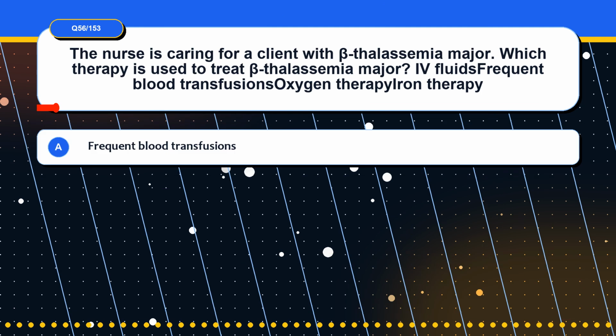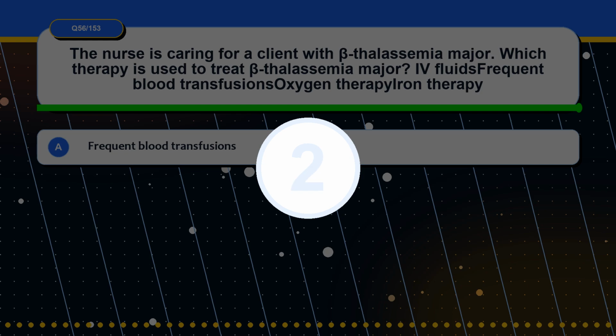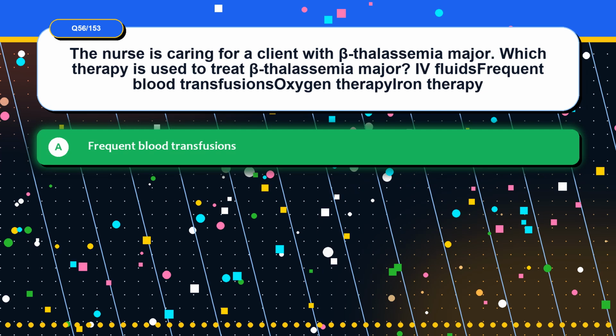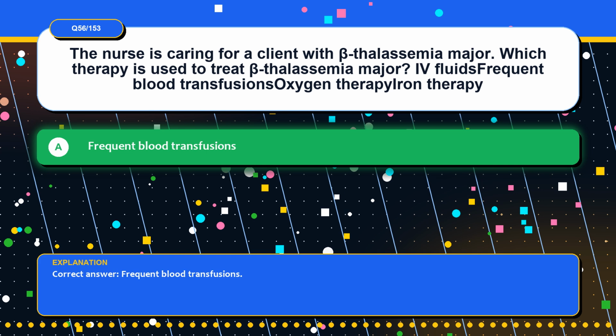Question 56. The nurse is caring for a client with beta thalassemia major. Which therapy is used to treat beta thalassemia major? IV fluids, frequent blood transfusions, oxygen therapy, iron therapy. Here are the options. Option A, frequent blood transfusions. The correct answer is option A, frequent blood transfusions.